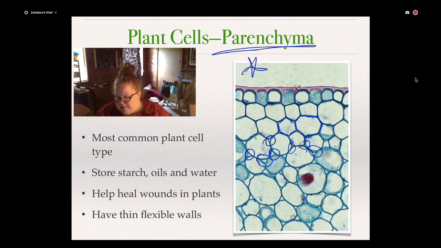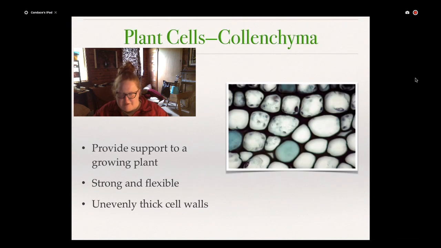The other thing, as far as their function, is that when you think about healing of a plant wound, think about it the same way you would think of healing a wound in an animal. There's going to be stuff that goes to that place and starts to repair. That's going to happen with the parenchyma cells in plants. So that's what they look like, that's what they do, and we'll see them again when we talk about tissues.